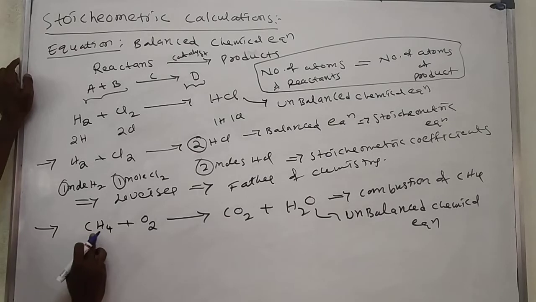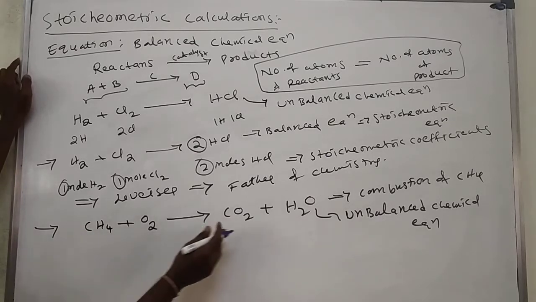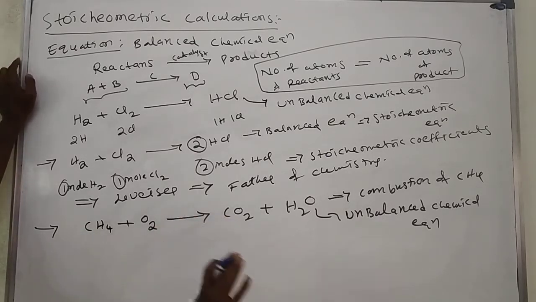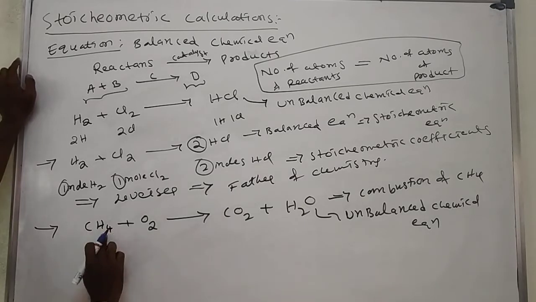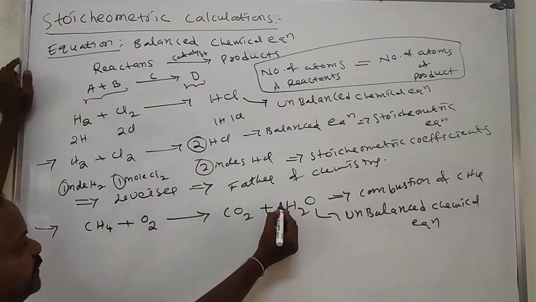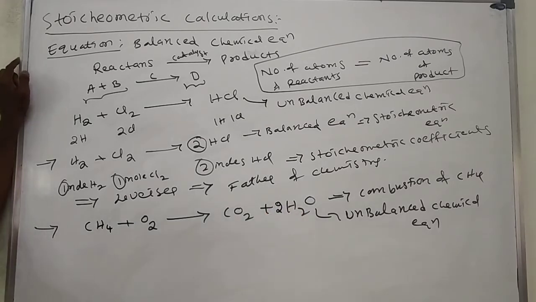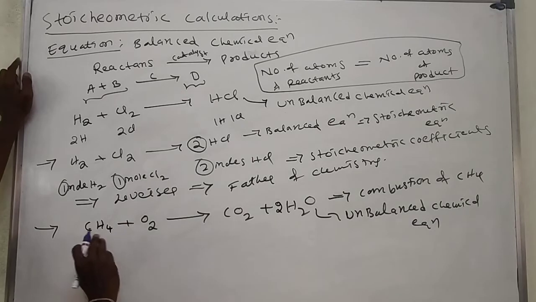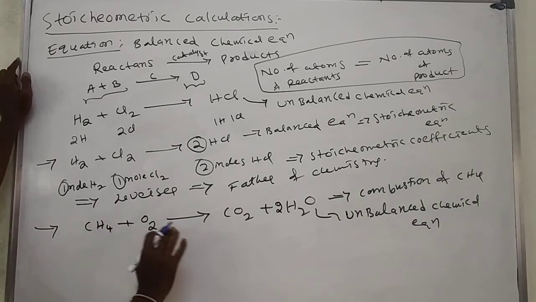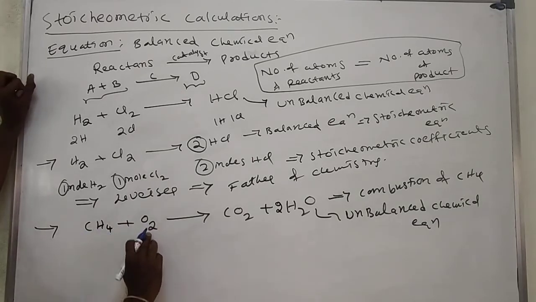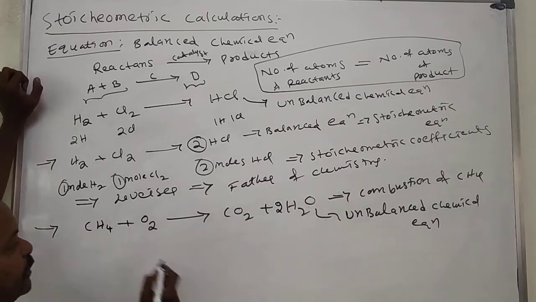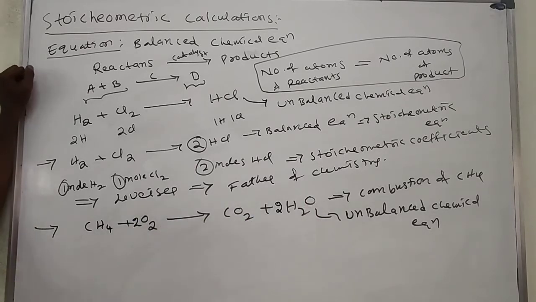How to balance the chemical equation? Here how many carbons are there? Only one carbon is there, here one carbon. Carbon is balanced. Next, hydrogens: here 4, there 2. Just put 2. The 4 hydrogens are finished. Then how many oxygens are there? Left side 2, here 2 plus 2 is 4. Just put 2. This is then the balanced equation.